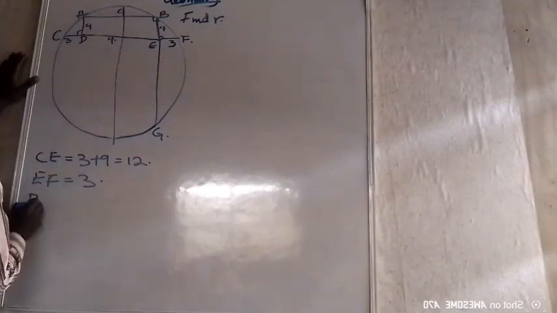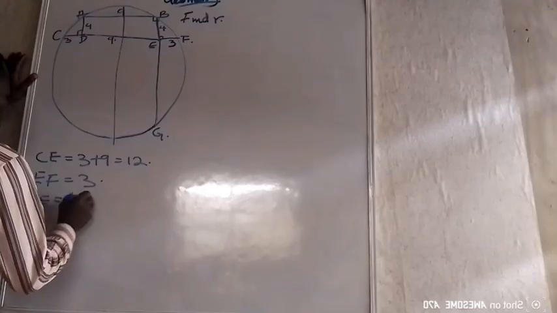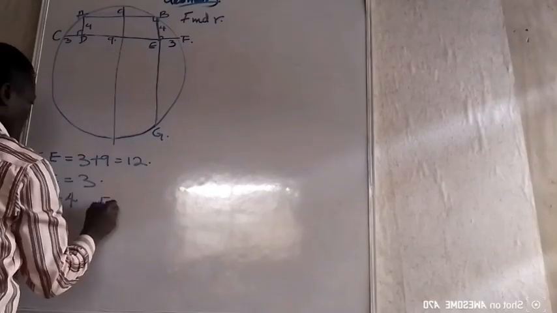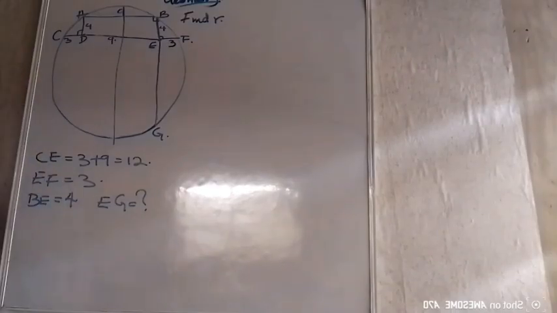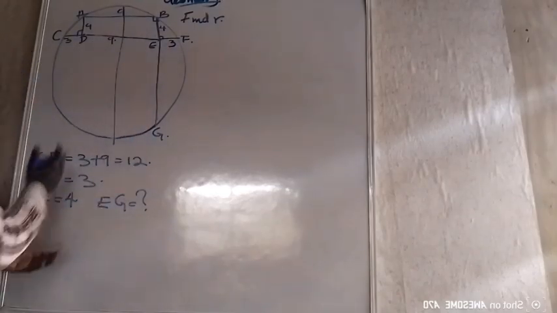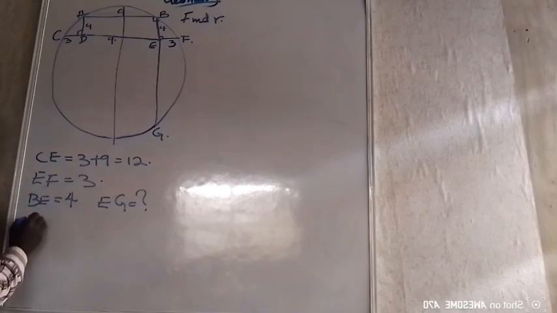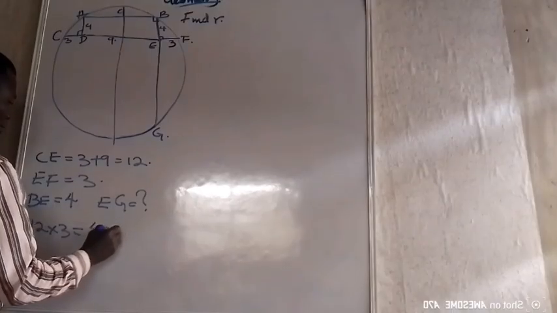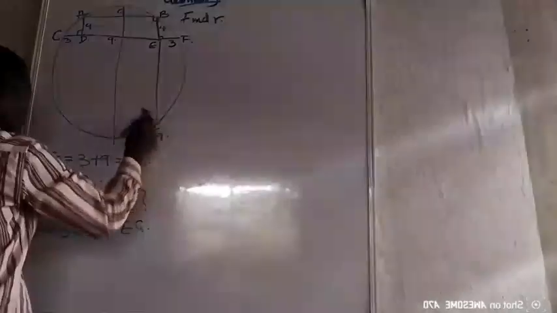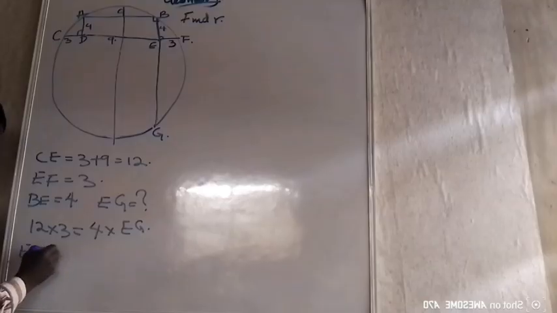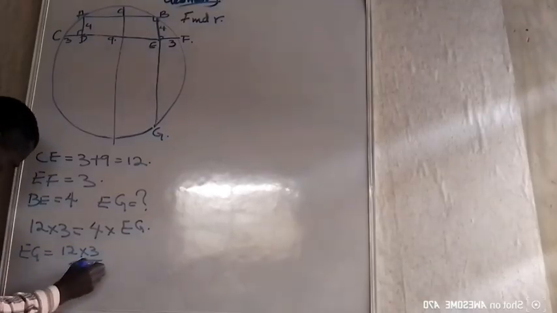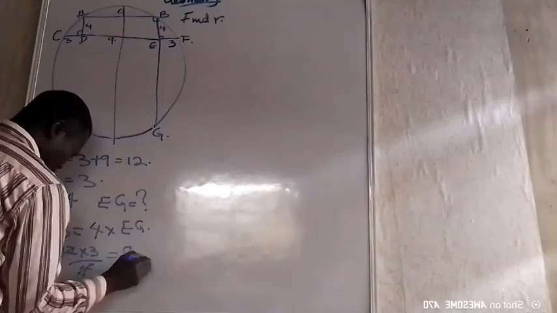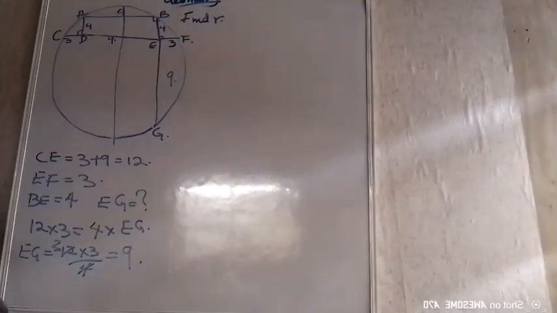BE is equal to 4 units. And EG, we don't know. But we know the theorem about intersecting chords. That is, the product of the parts will be equal. That is, 12 times 3 will be equal to 4 times EG. So EG will be equal to 12 times 3 divided by 4. So EG is equal to 9 units.